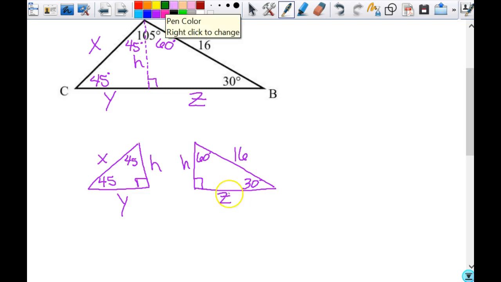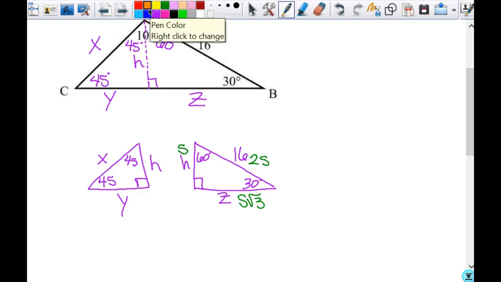This is a 30, 60, 90 triangle, so I have to label it accordingly. Across from 30 is S. The hypotenuse is 2S. The other leg is S times the square root of 3. So I'm going to go ahead and set these up. That means I have S equals H. I have 16 equals 2S. And Z equals S times the square root of 3. So here's where I have my one variable.